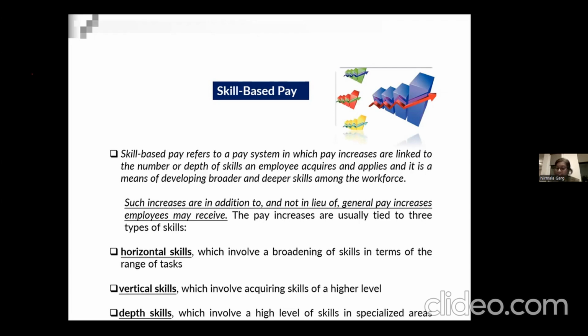Okay. So in today's times, skill-based pay is very, very popular as a compensation strategy. When I say skill-based pay, we talked about, for example, horizontal skills. It is also called cross skills. What do I mean by that? When I say horizontal skills or cross skills.